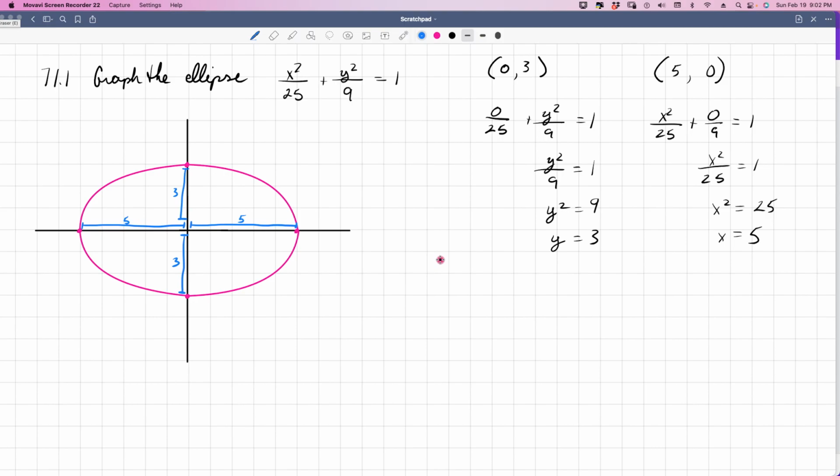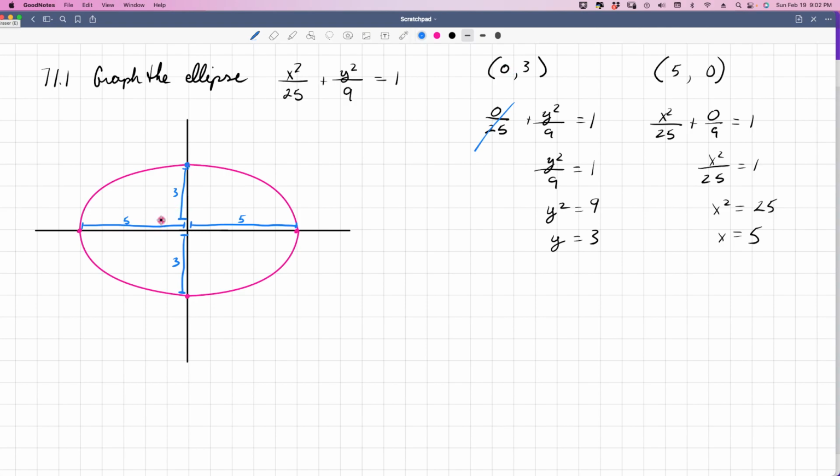So first we set x equal to 0 in order to solve for y. If we have 0 over 25, then that just goes away entirely. That leaves us with y squared over 9 is equal to 1. We multiply both sides by 9 and get y squared is equal to 9. When we take the square root of 9, we get plus or minus 3. We know a length can never be negative, so it's always going to be the positive number. So y is equal to 3. So when x is 0, y is 3, and I graphed that point right here.